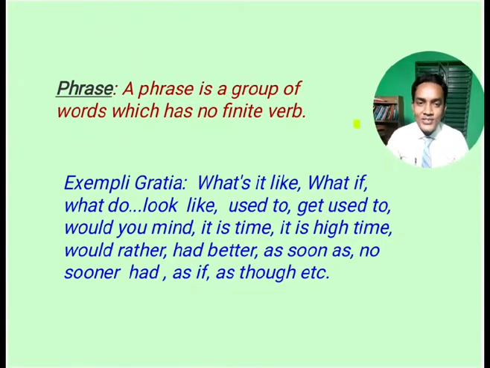Okay, dear students, before starting our today's topic, you should know two types. Two types means phrases and words, right? You know really well what is a phrase. A phrase is a group of words, right? A phrase is a group of words which has no finite verb. It can also be a part of a sentence, but it shouldn't have any finite verb.